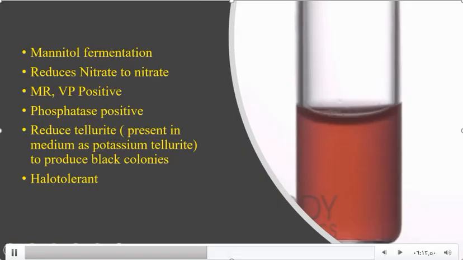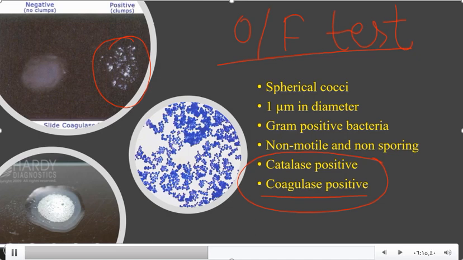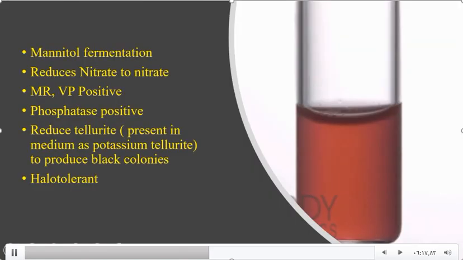So the question is, are there other biochemical tests by which we can differentiate Staphylococcus aureus? One is mannitol fermentation. Mannitol fermentation means that it will ferment the mannitol into acid. Many of you have known about one of the media called the MSA medium, which stands for the mannitol salt agar.